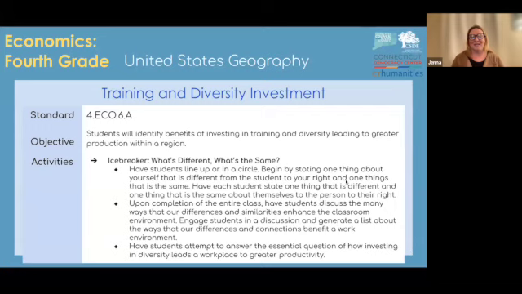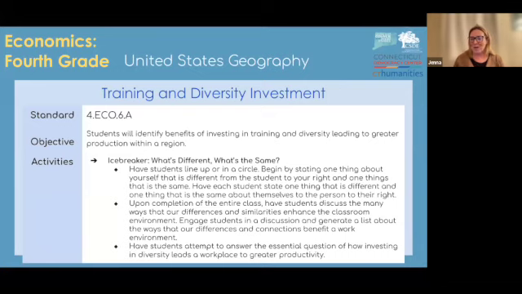Our next one is an icebreaker, truly. What's different? What's the same? It's always fun to get students up and moving and truly being a part of something, and especially when you can bring in that visual aspect. So you can line students up in a circle and begin by stating one thing about yourself that is different from the student to your right, and one thing that is the same. Have each student go around that circle and discuss one thing that is different and one thing that is the same about themselves to the person to their right.